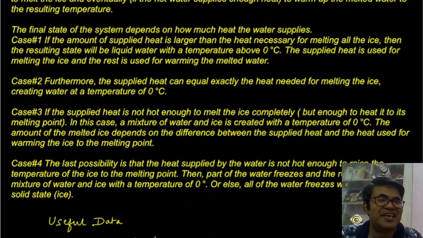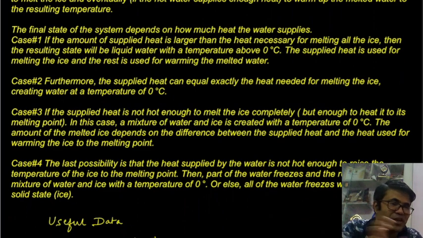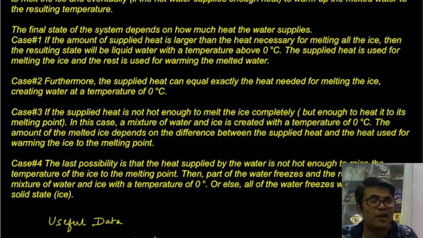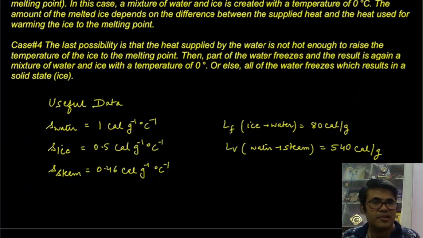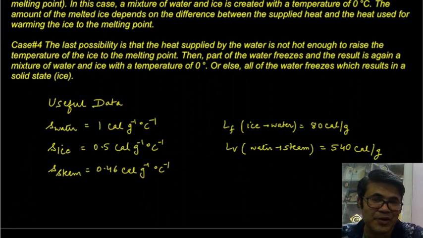And similarly, you have case 3, where the supplied heat is not enough to melt the ice completely, but enough to take it to 0 degrees Celsius. In that case, you will have a mixture of water and ice at 0. And what would be the amount of ice melted? We will try to calculate that through some examples. And the last case is where you have a very small amount of water and a very large amount of ice, and the complete water will freeze and finally you will have complete ice. That is a typically very rare type of question, but that kind of scenario also exists.